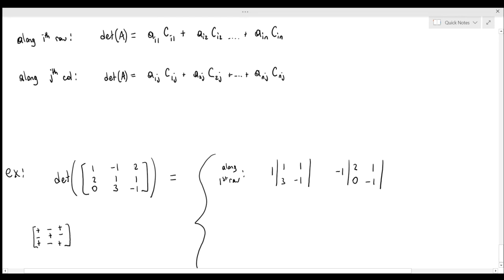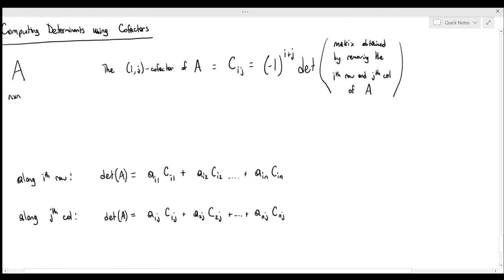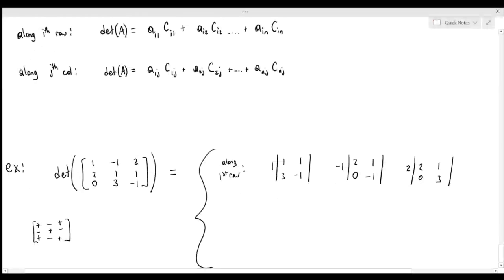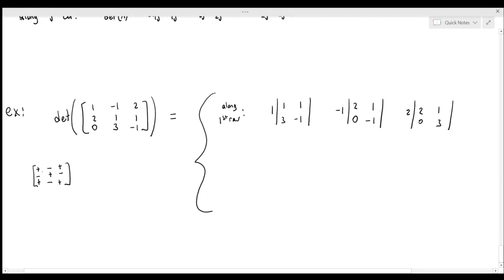And then take the last entry in the first row. I'm going to now just cross out the row and the column containing it. Take the remaining 2 by 2. And then for the sign of the cofactors, whether it's plus or minus here, I can get that from this picture. So along the first row, it should be plus, and then minus, and then plus.